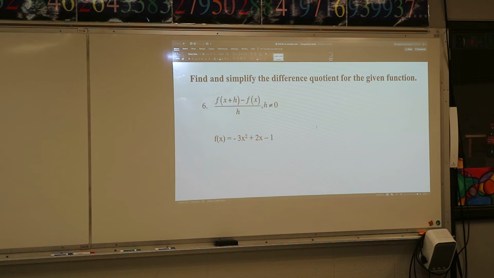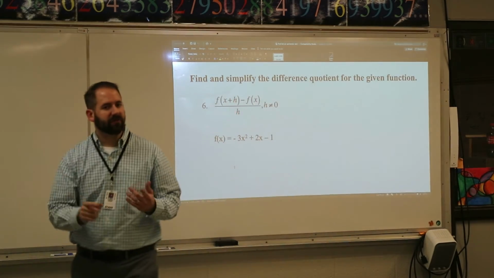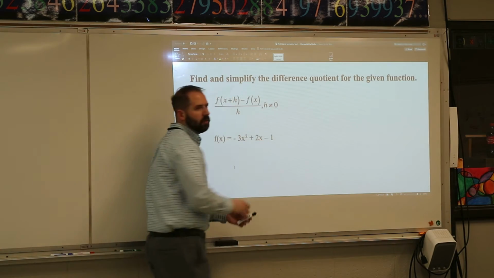Okay, this is a differential quotient. I have the formula already printed. I will not need to put it on the board. The differential quotient is where you take this function, and I will not give you one this difficult.